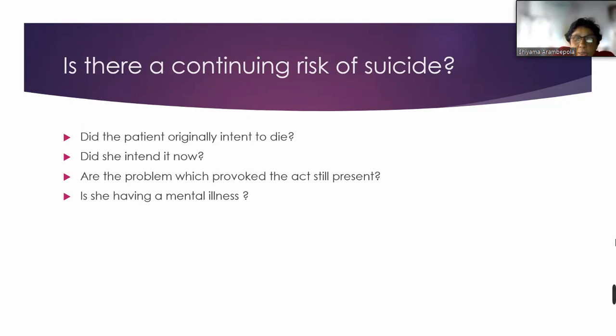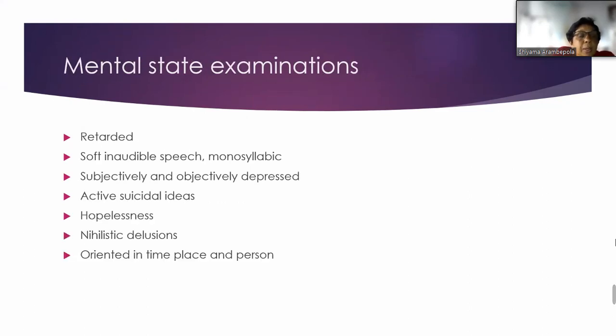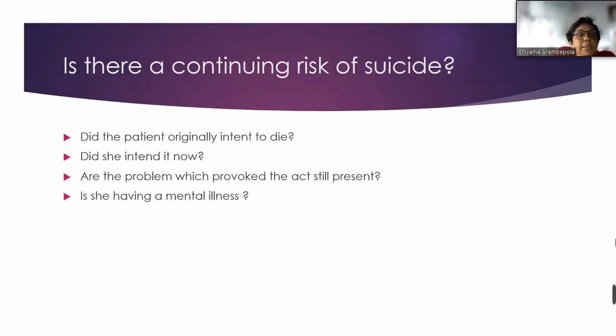Right. So these are the things we need to assess in the mental state examination to see whether the person is having a depression or not, isn't it? Right. So we need to assess that. Then, is there a continuing risk of suicide?